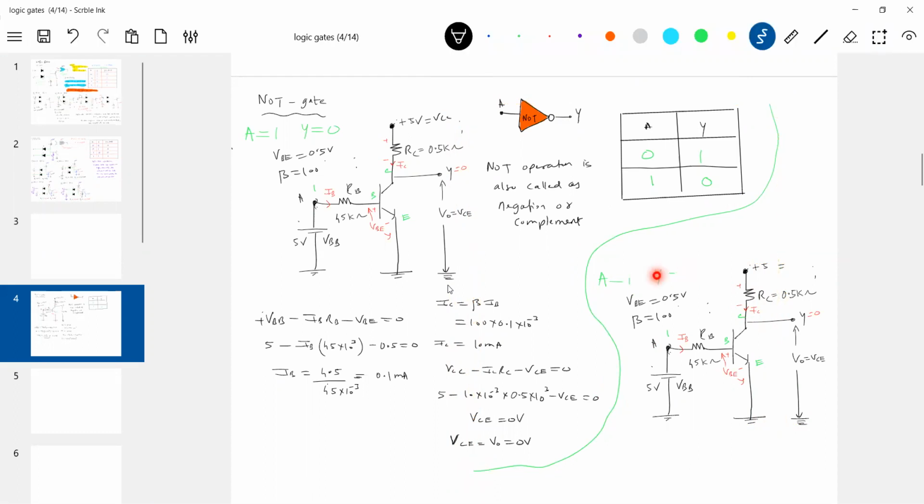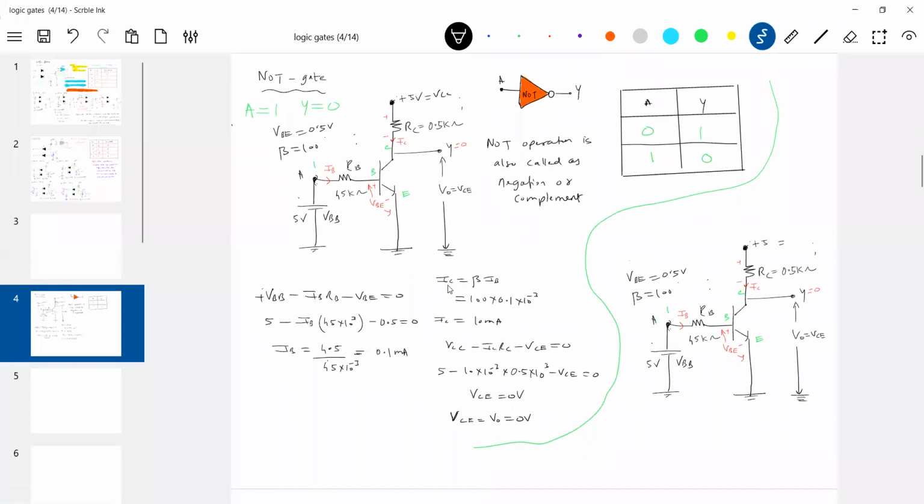Let's come for this one. So what is the next case for A0? Y will be 1, this we are checking. Earlier we have started with this, and now we are checking this one here. So A0 means what shall I do? I should make this as earthing. I should earth it.